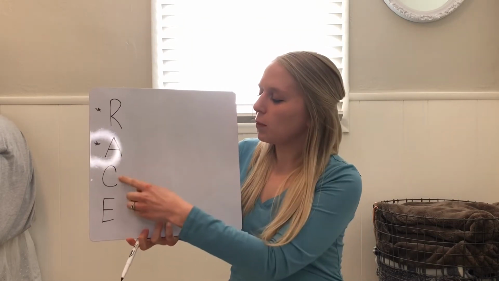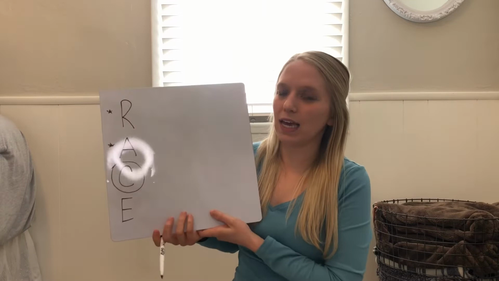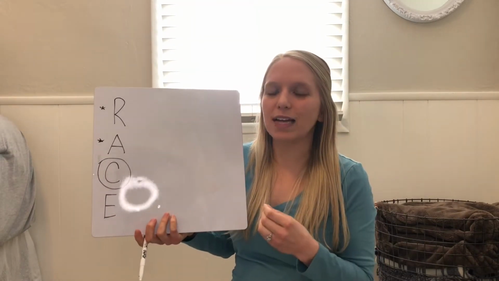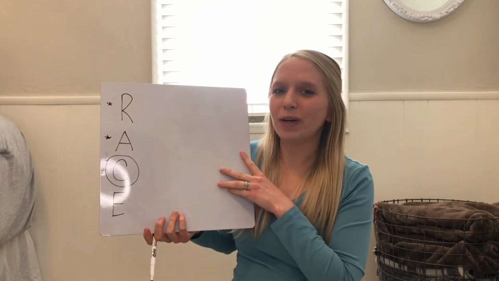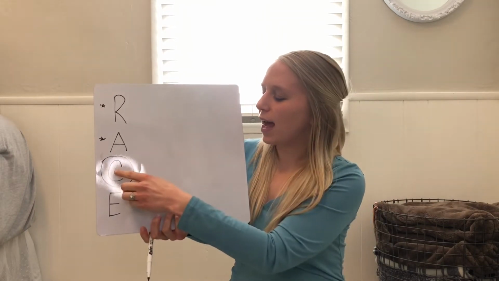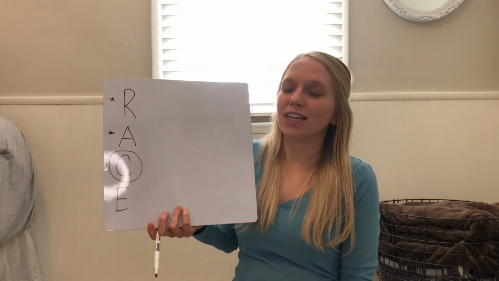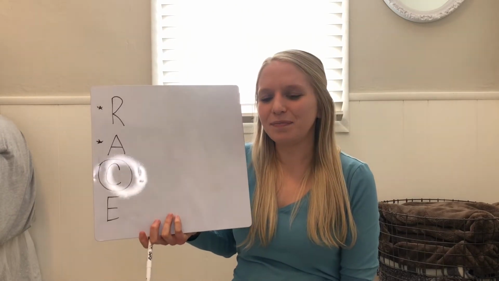Okay, but what we haven't talked about are the C and the E. So today we're going to focus on the C. We're going to be focusing on C and what it stands for. Now, if you look on our reading board, you'll see that C stands for cite evidence from the text. Now, what does that mean? Let me tell you what it means.